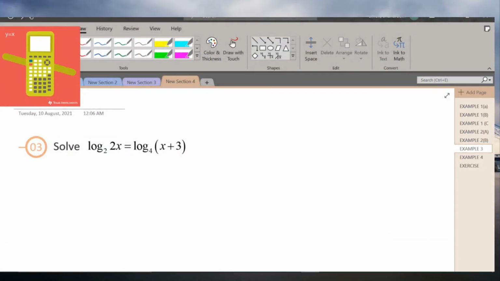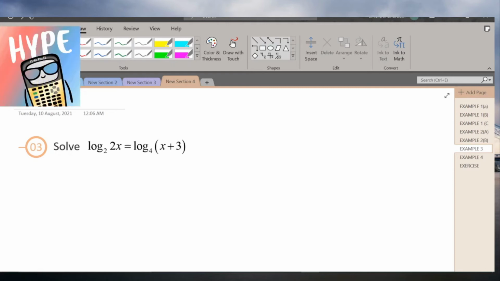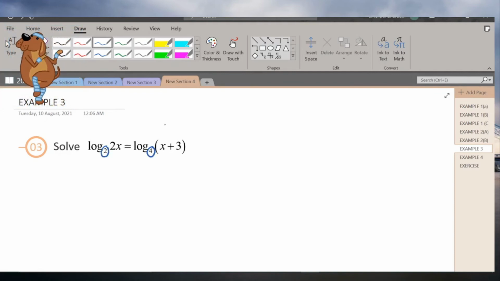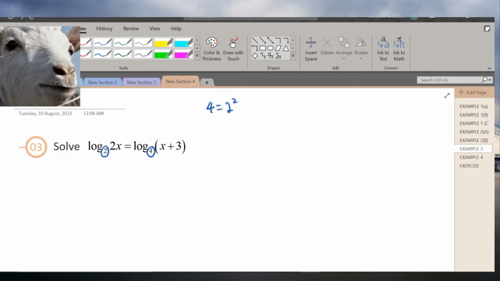Example 3. We need to solve log base 2 of x is equals to log base 4 of (x plus 3). So we can notice here that both of the bases are different, but 4 is just 2 squared, isn't it? So we can change the base to simplify our problems. So let's choose base 2. So if we want to change our base to 2, we can use the rules.